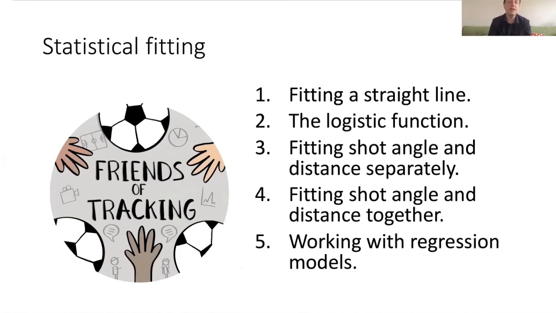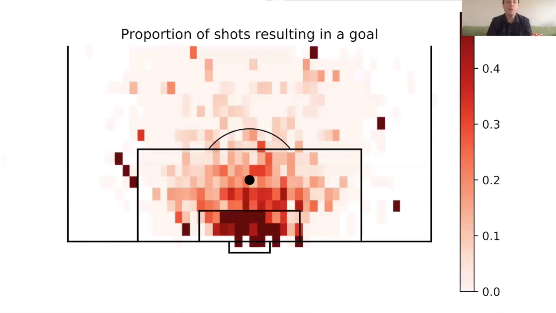Okay, so let's just recap before we get into the details here. Let's just recap on what we learned last time. We made the following figure. We looked at the proportion of shots resulting in a goal. And I said this figure, it's important to emphasize, is an expected goals model. It gives the probability or the proportion of goals scored from different places.